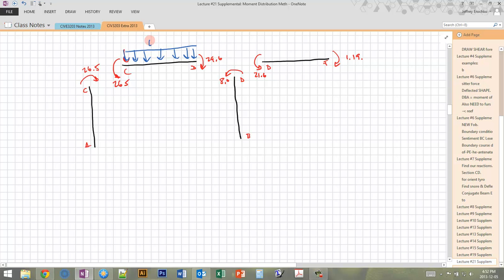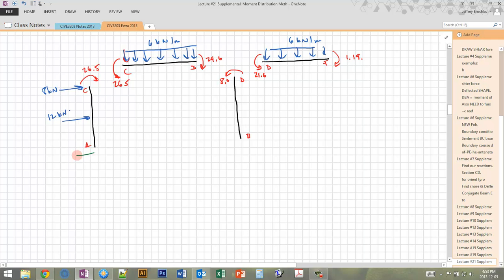So this, if you recall, is 6 kilonewtons per meter. We have the same thing over here, 6 kilonewtons per meter. I have a point load here of 8 kilonewtons and a point load here of 12 kilonewtons. And then using these numbers, I can do the free body diagrams for each member to find the shears.